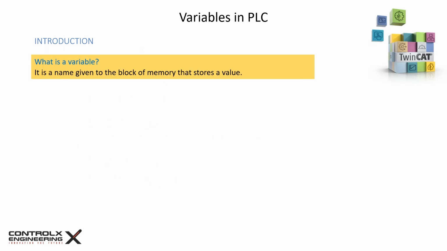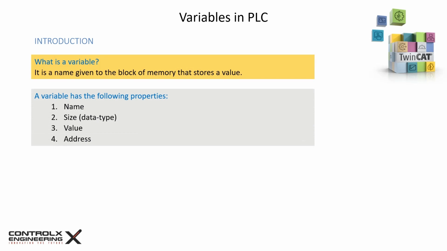What is a variable? It is a name given to the block of memory that stores a value. A variable is defined by the following properties. It has a user declared name, which is a property to identify the variable in your PLC logic. It has a size, which is the number of bits of space that it occupies in memory, and it depends on the data type selected for the particular variable. It has a value that is assigned to it and stored in memory. Finally, its address is the memory location where the value is stored.